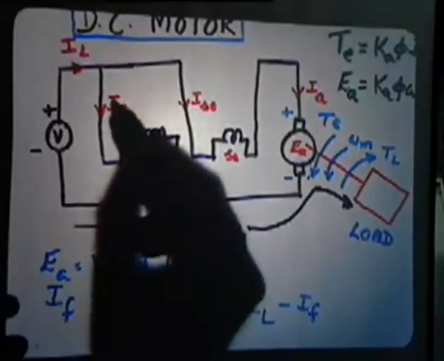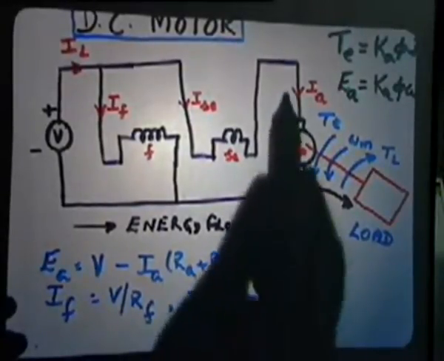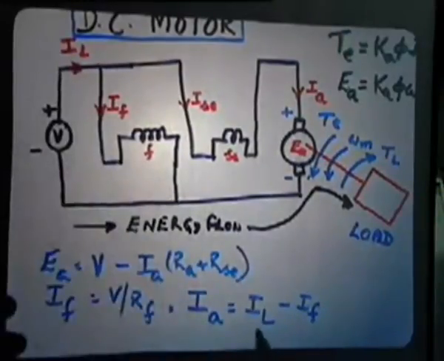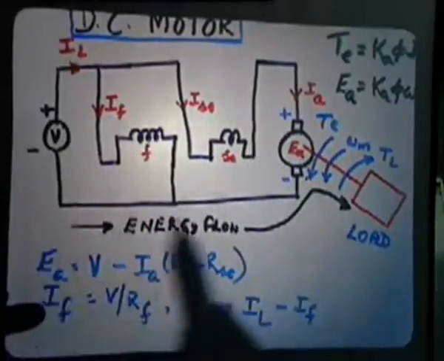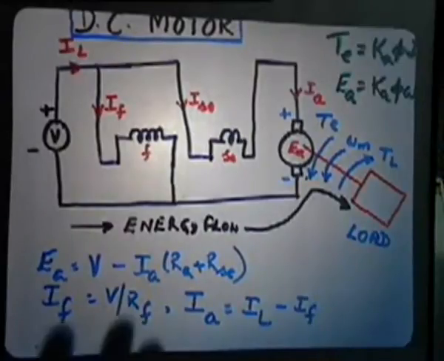And the field current will be equal to the voltage divided by the resistance in the field circuit, V by Rf. And the armature current flowing will be equal to the current coming from the mains minus the current drawn by the field circuit. So these are the network or circuit relations of the DC motor.